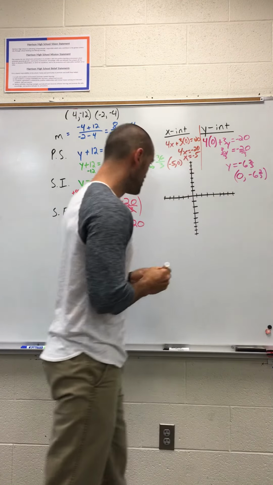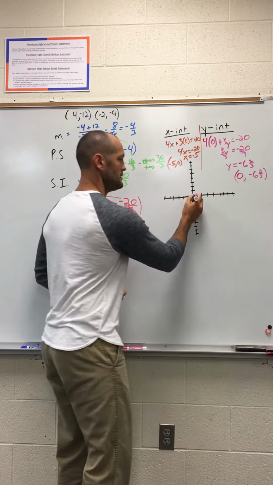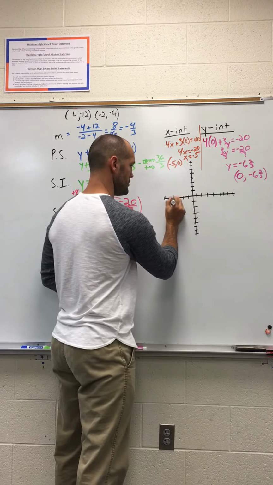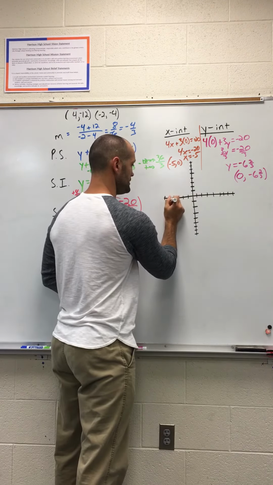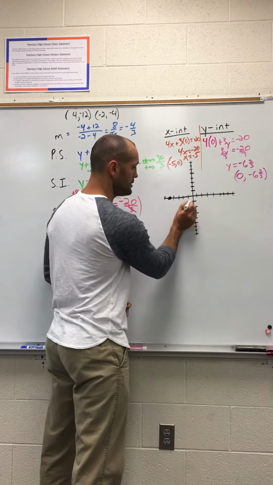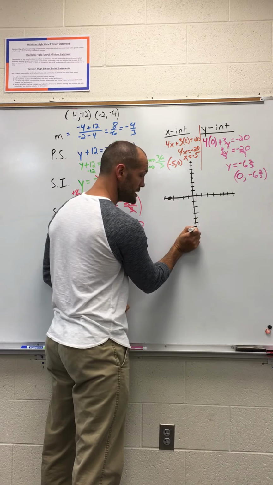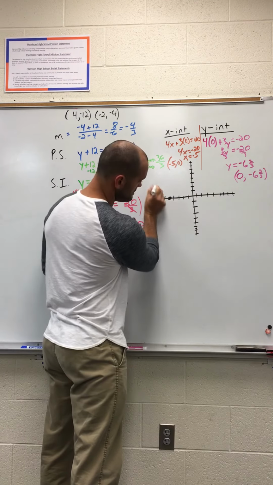So time to graph. X-intercept of negative 5. I go back 1, 2, 3, 4, 5. Nailed it. Y-intercept of negative 6 2/3. I go down 1, 2, 3, 4, 5, 6, and then 2/3 of the way to 7, and I'm money.